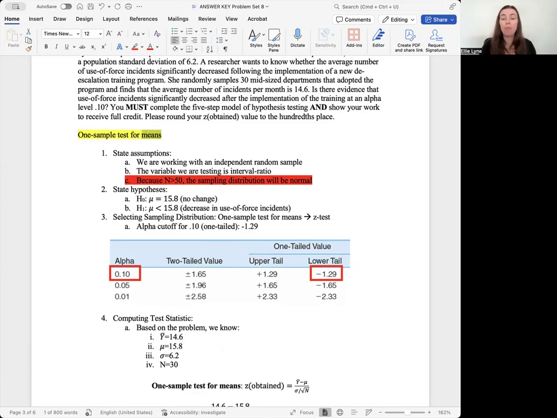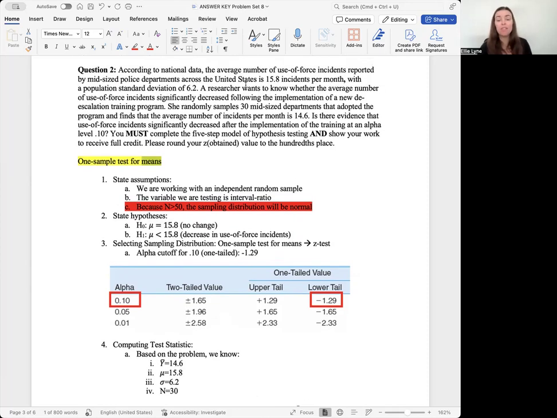And again, look back at slide number 9 from this week's PowerPoint for the chart that shows you the different symbols that we use for both population parameters and sample statistics for both means, proportions, standard deviations, variance, and sample sizes. So because we're using means here, we have our statement of no difference for our null hypothesis. So we have that our population parameter for our mean equals 15.8. Reason being is because that is our national average of use of force incidents across the United States. So we see that here.